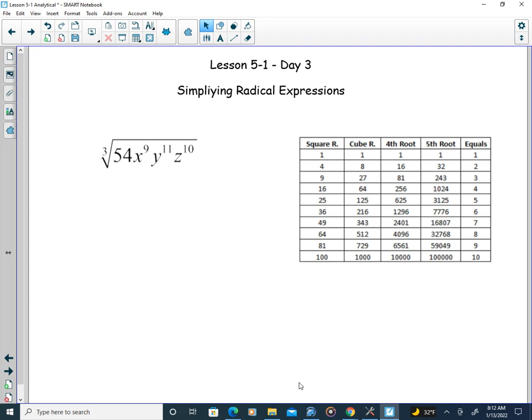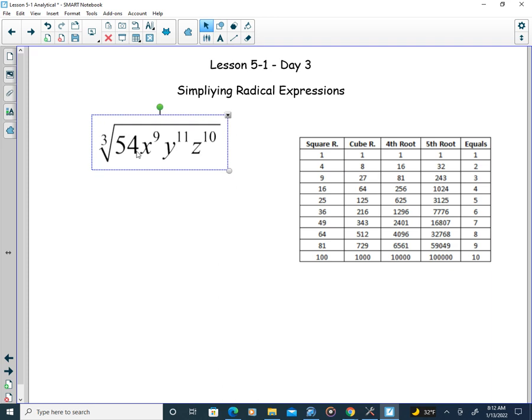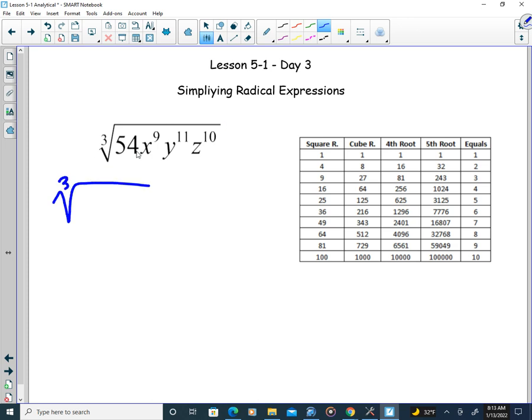So if we look at this first example, we want to simplify the cube root of 54, x to the ninth, y to the 11, z to the 10th. So our first step is to break it into two cube roots. My first cube root is going to be the cube root of 54. And then I'm going to rewrite a second cube root with only my variables. So I'm going to write cube root of x to the ninth, y to the 11th, z to the 10th.